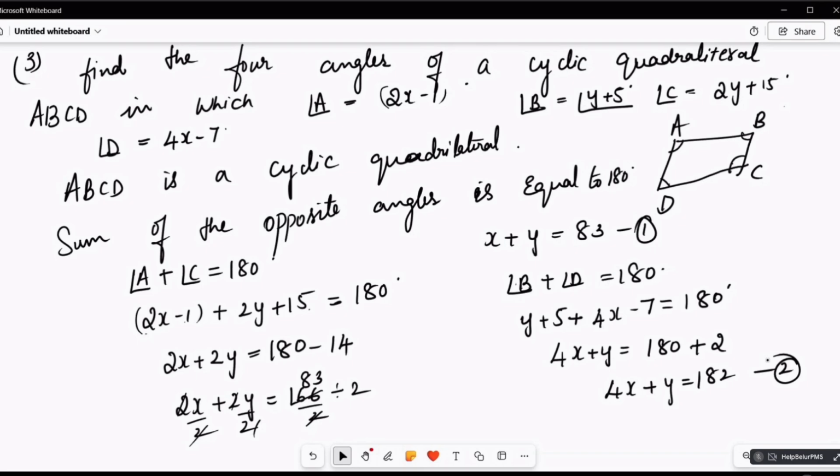Good. x is equal to 33. You will get x is equal to 33. y is equal to 50. So we got x and y. Now you have to calculate all the angles. Angle A is what? 2x minus 1. That is 2 into 33, 66 minus 1, it is 65. First angle.